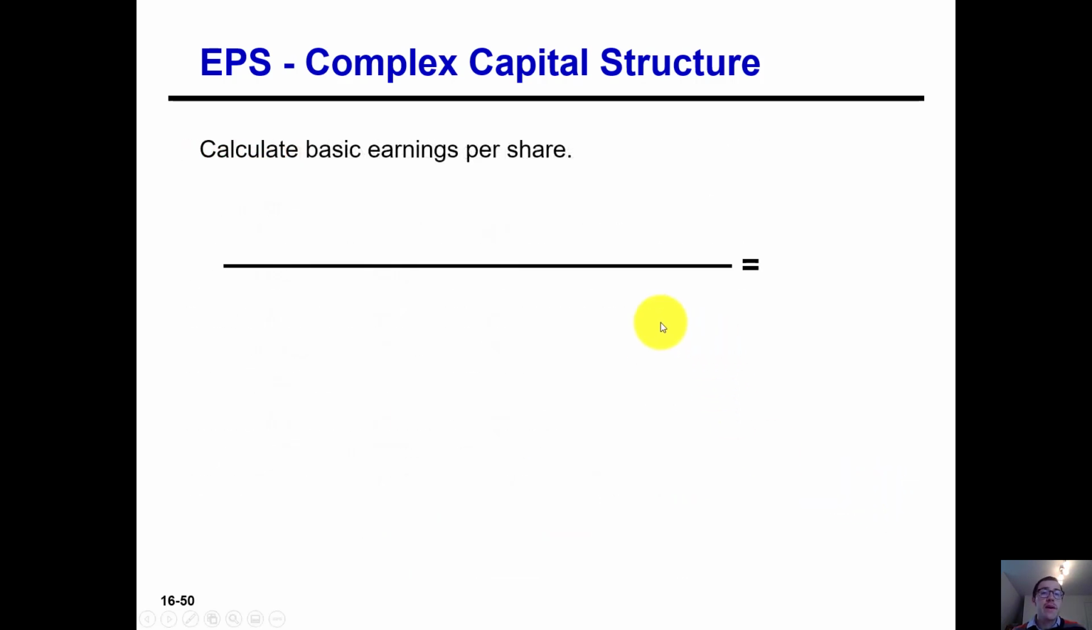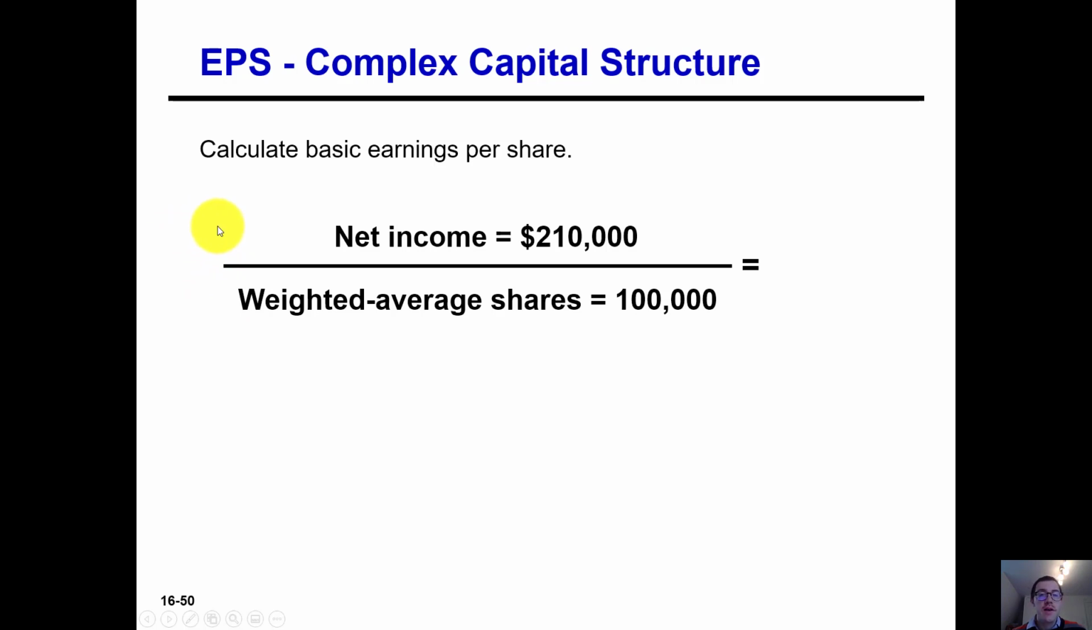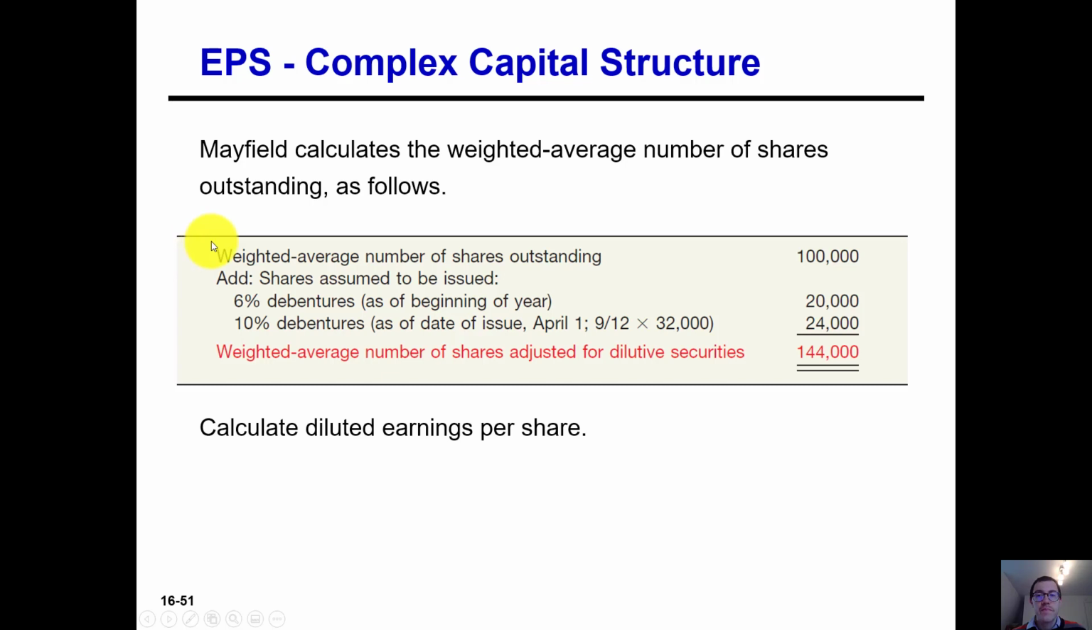All right, so first off is basic earnings per share. That's easy. Net income is $210,000. They didn't mention anything about having preferred stock, so I'm just going to divide that by the weighted average common shares of 100,000. $2.10. All right.